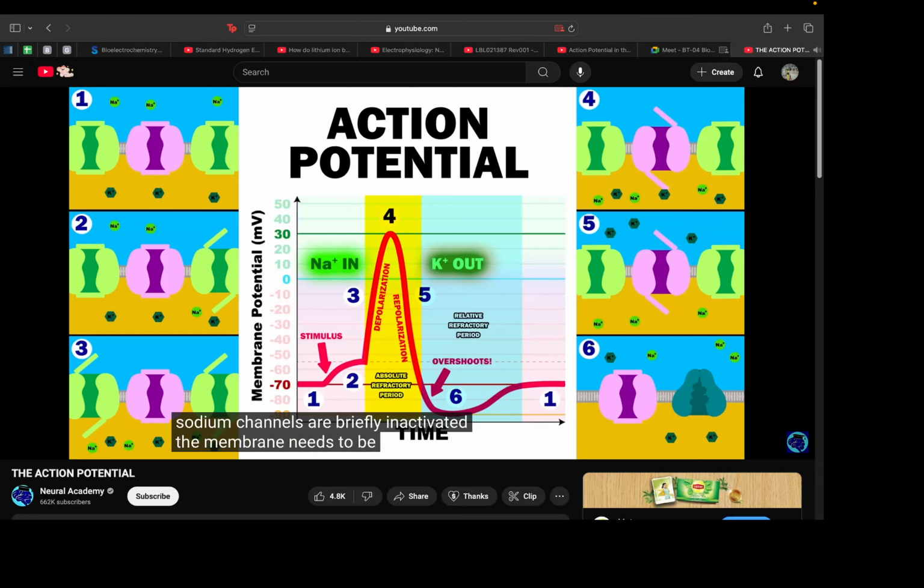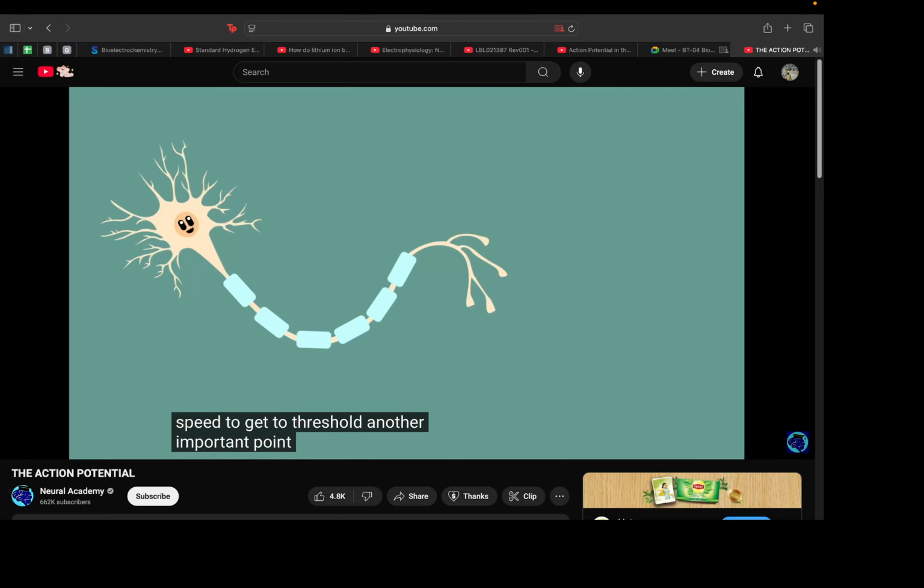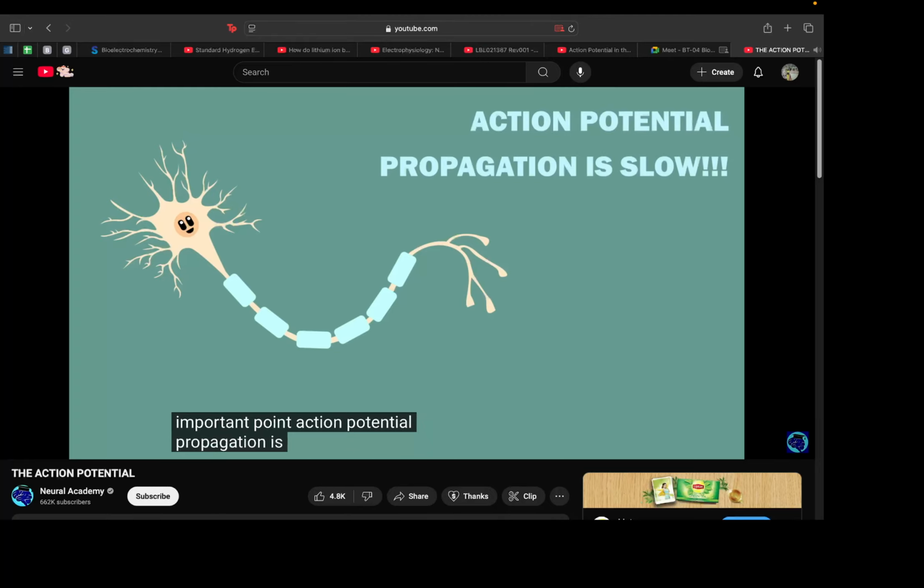The membrane needs to be hyperpolarized before that can happen. During the relative refractory period, only a very strong stimulus can cause an action potential, since the membrane is below the resting potential and you need a stronger EPSP to get to threshold. Another important point, action potential propagation is slow.